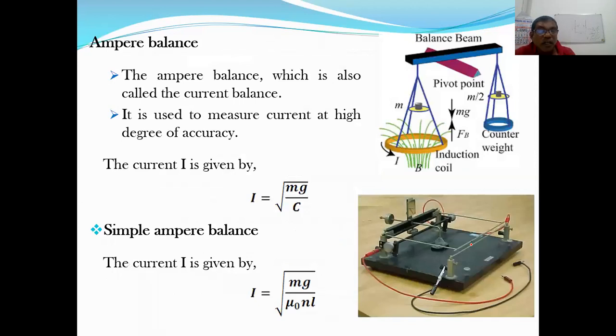Here you may have already done the application of two parallel conductors, that is the ampere balance. By using this ampere balance, we are deriving this mu naught. We identify this mu naught. What is the value of the mu naught?